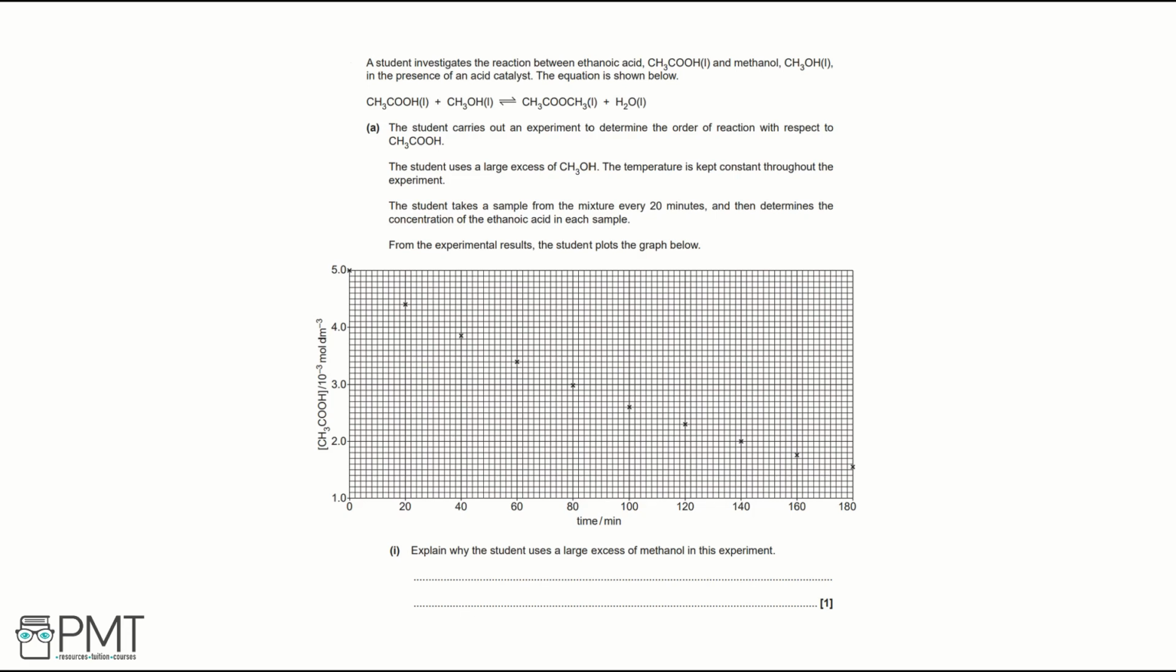Part 1. Explain why the student uses a large excess of methanol in this experiment. So the reason that the student is using such a large excess of methanol is so that its concentration is constant. So to get the mark for this question, you can write this statement. They will also accept saying that zero order with respect to methanol, or to ensure equilibrium is far to the right. So one of these three statements will get the mark for this question.